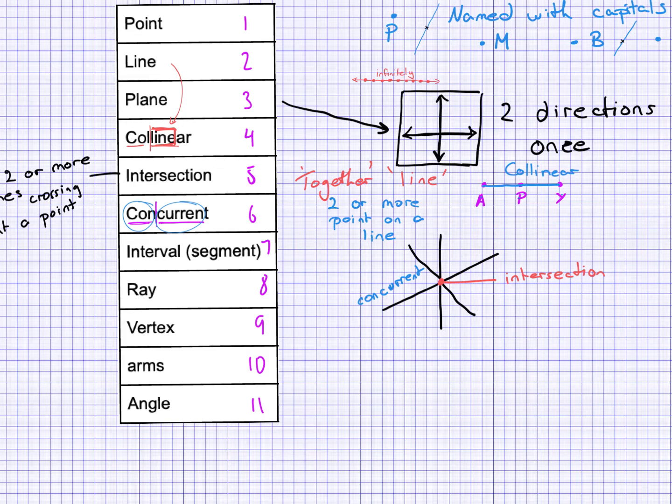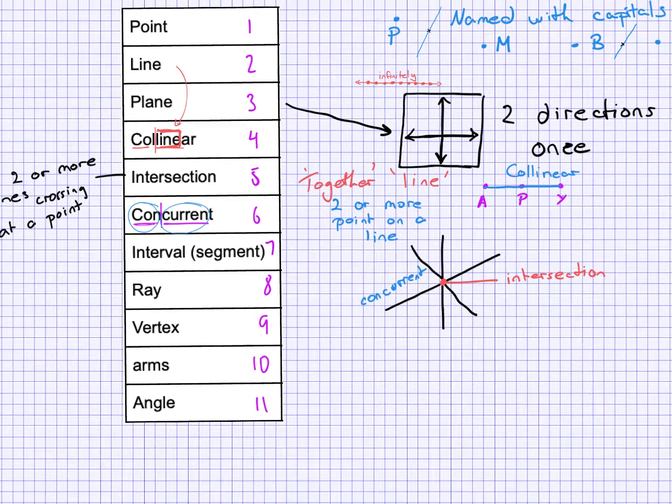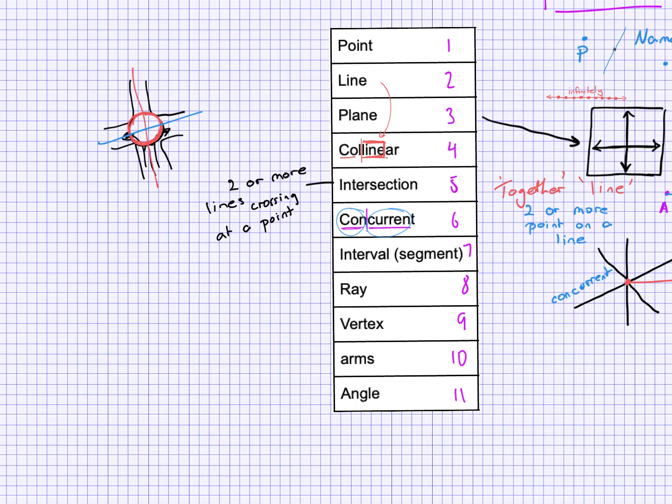Okay? So then the next one, number 7, is an interval. All right, now an interval is something that joins 2 points and stops. So we might have something like this, P and M, and you can see that the line doesn't go past the ends of the points. It stops there. All right, so we can name this interval PM, just like a line.